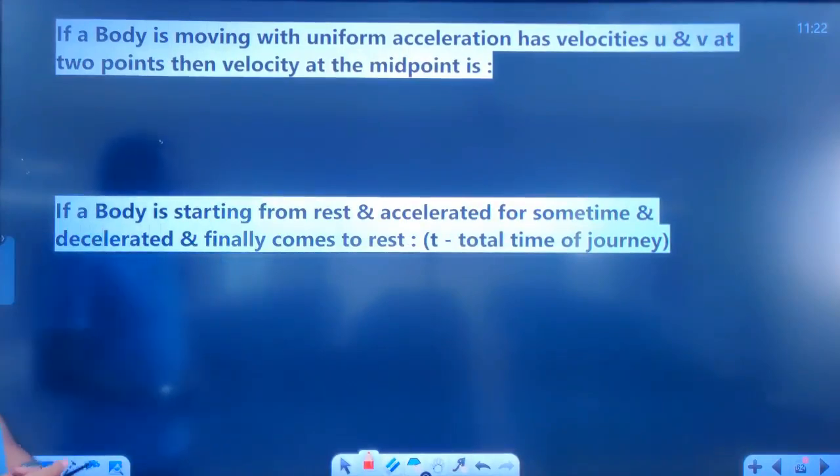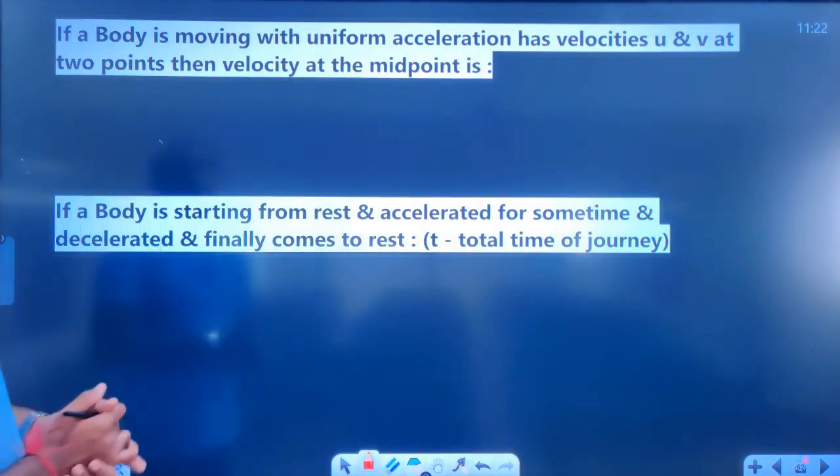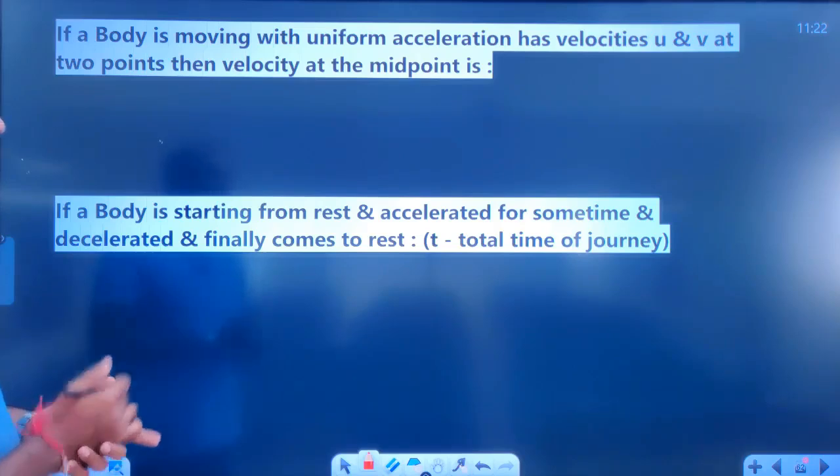See, the next concept is, if a body is moving with a uniform acceleration, has velocities u and v at 2 points, then velocity at the midpoint.